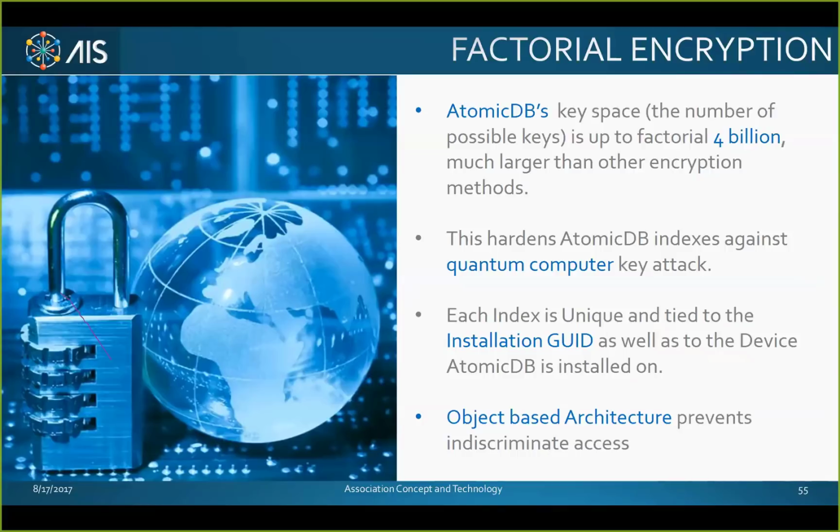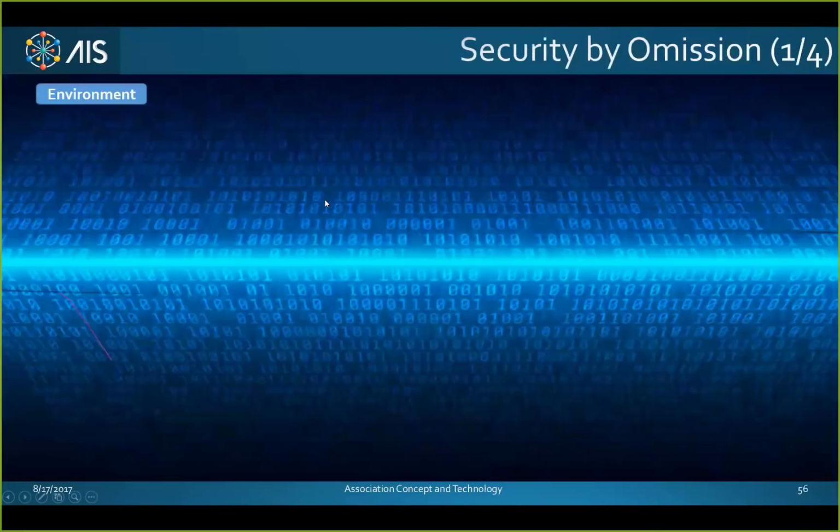Each index is unique and tied to the installation grid, as well as the device that Atomic DB is installed on, as well as the biometric ID. So we have 3 points of entry to create the unique ID for the installation of Atomic DB. The object-based architecture prevents indiscriminate access, and this goes back to General Patent. As an example, we call this security by omission.